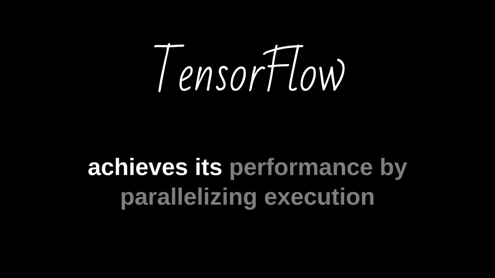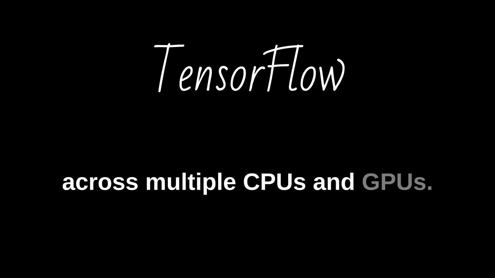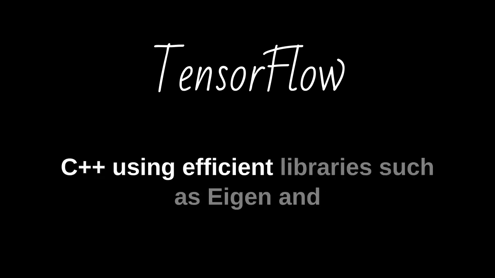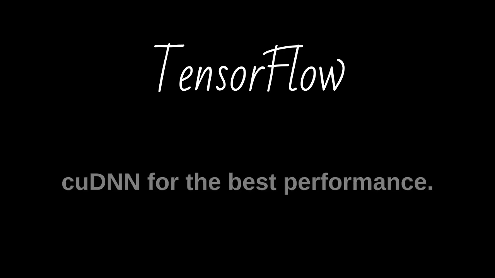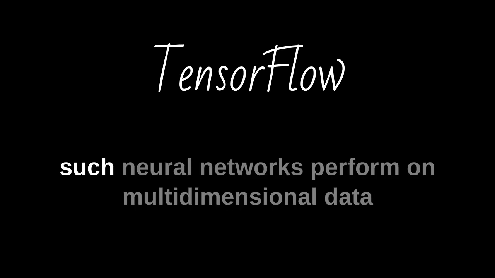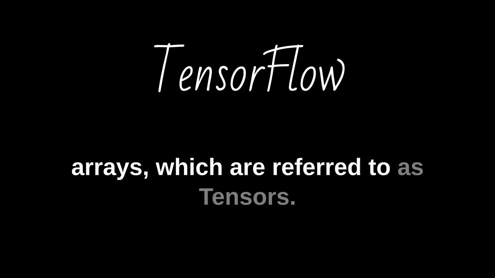TensorFlow achieves its performance by parallelizing execution across multiple CPUs and GPUs. The kernel of each operation is implemented in C++, using efficient libraries such as Eigen and cuDNN for the best performance. The name TensorFlow derives from the operations that such neural networks perform on multidimensional data arrays, which are referred to as tensors.